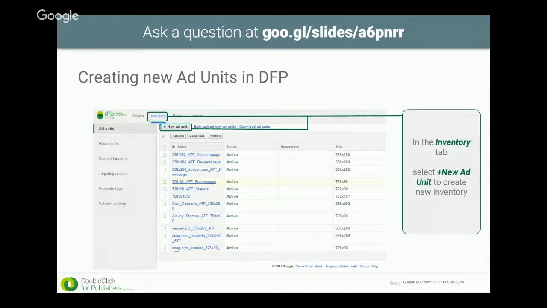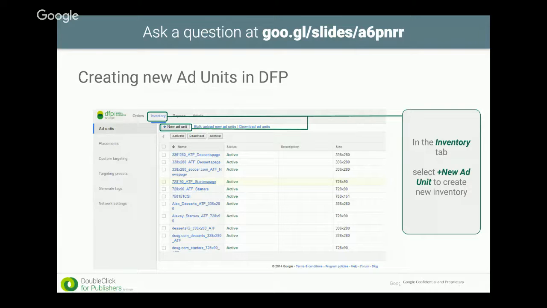It is really simple to create ad units within DFP. You simply navigate to our inventory tab. That's actually a static tab that never disappears, so you can always fall back. You simply click on our plus new ad unit, and within this you create your particular ad unit.